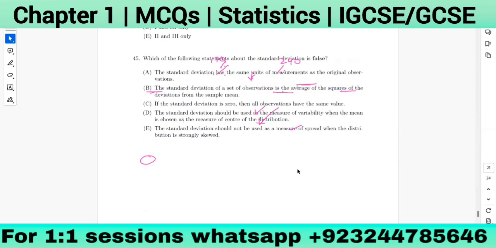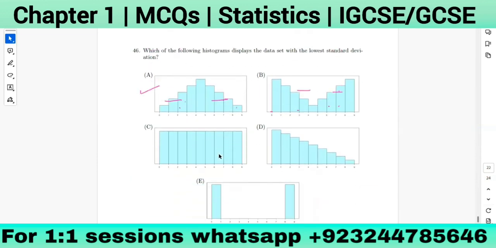Which of the following statements about the standard deviation is false? The standard deviation has the same units of measurement as the original observation. The standard deviation of a set of observations is the average of the square of the deviations from the sample mean. This is the definition of standard deviation. If the standard deviation is 0, then all of the deviations have the same value. It's not possible. So B is the correct option. B is the simple definition of the standard deviation.